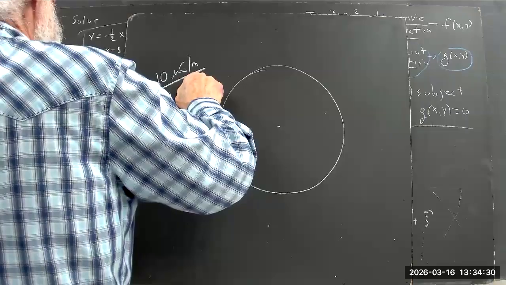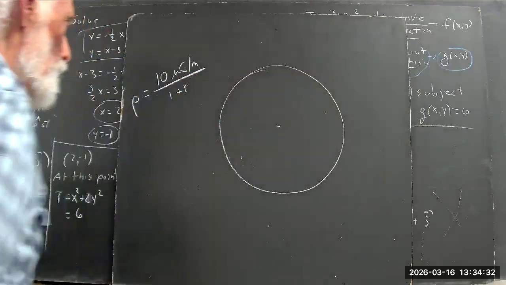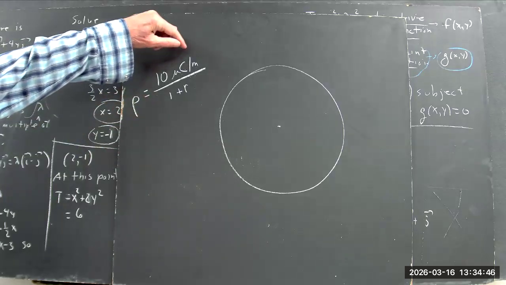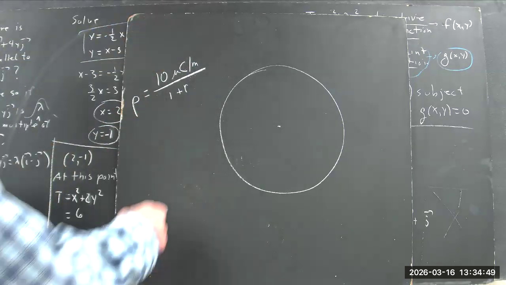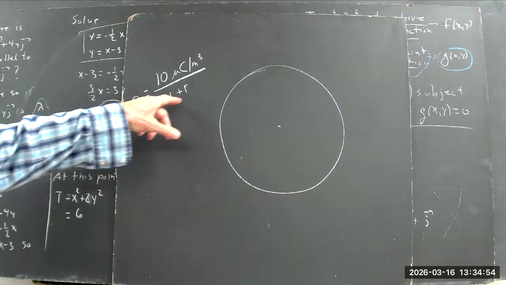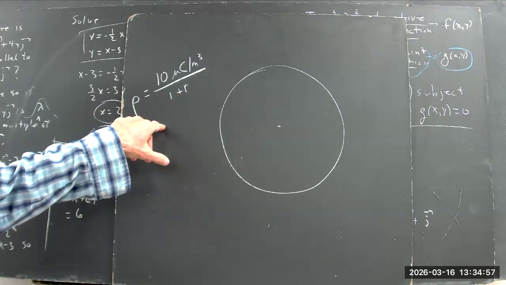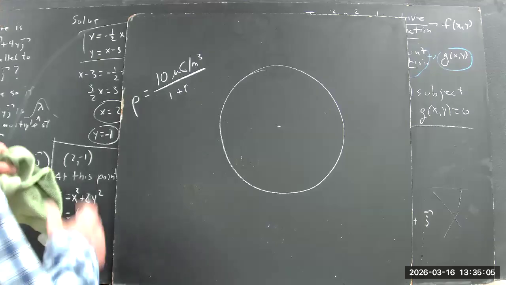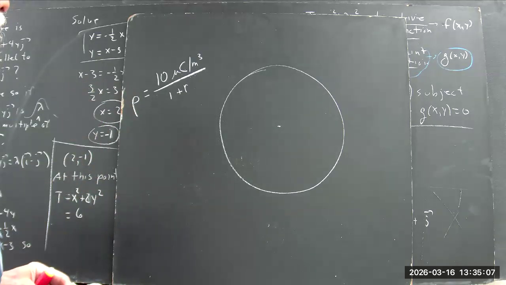Well, my units here are a little bit screwy, because I say I have 10 microcoulombs per cubic meter. But then I'm dividing by 1 plus R, and I don't have any units on the 1. And I haven't specified what the units of R would be. Okay? So this is kind of what the calculation would look like.